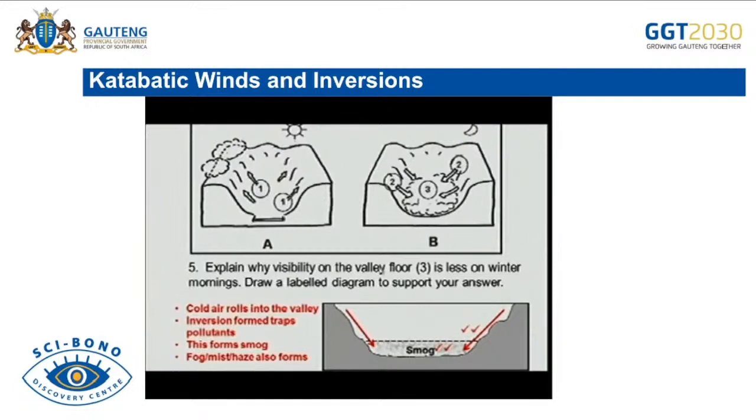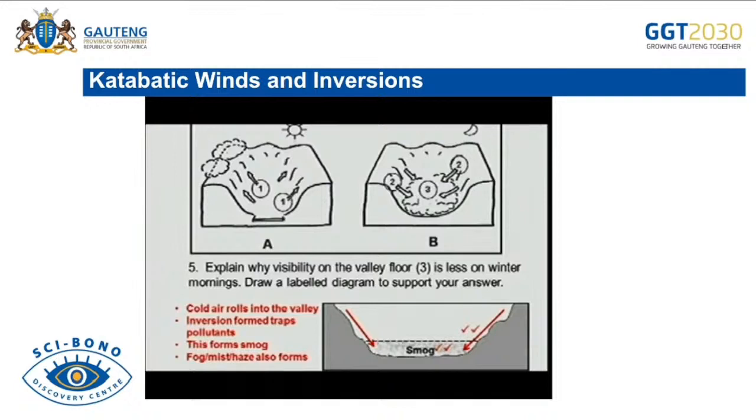Explain why visibility on the valley floor, here at 3 at the bottom, is less on winter mornings. Draw a labelled diagram to support your answer. Remember what I said about diagrams? Very important. Why is visibility less? Visibility is less because we've got a lot of smoke and pollutants here. What's happening? The cold air rolls down the valley, and the inversion traps the smog here at the bottom, and the result is that you have poor visibility.